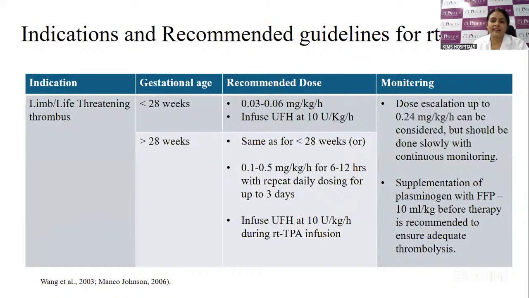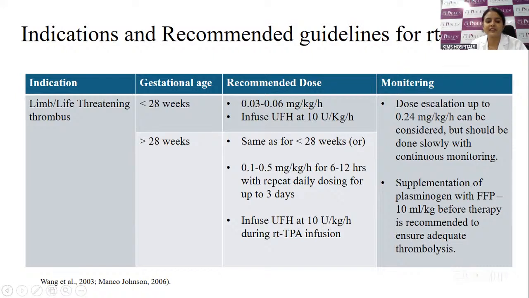These are the dosing guidelines for recombinant tissue plasminogen activator. If there is a limb or life-threatening thrombus and the gestational age is less than 28 weeks, the recommended dose is 0.03 to 0.06 milligram per kg per hour. Along with this, unfractionated heparin has to be infused at a rate of 10 units per kg per hour.